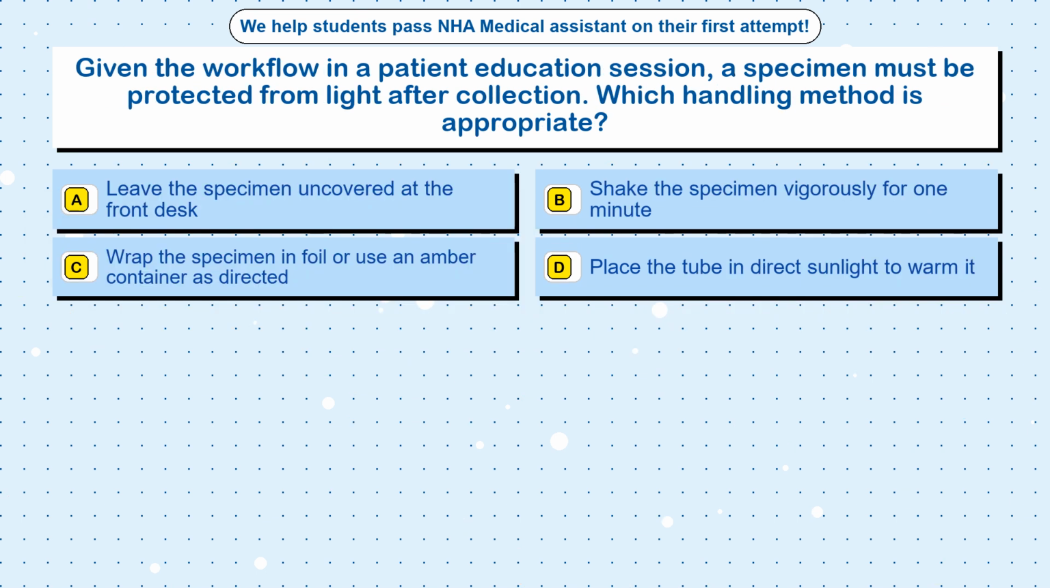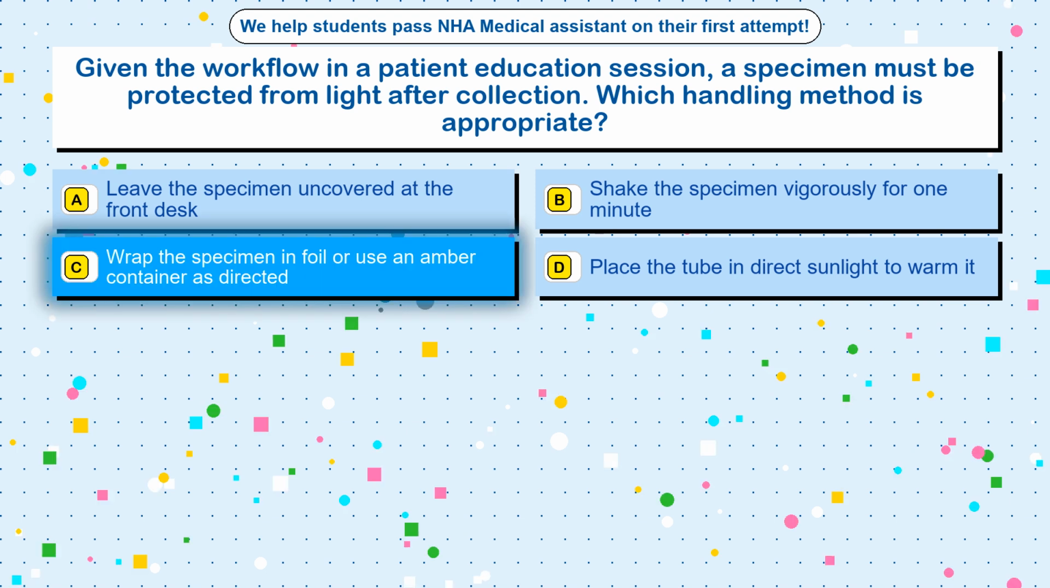Question 17. Given the workflow in a patient education session, a specimen must be protected from light after collection. Which handling method is appropriate? Option A. Leave the specimen uncovered at the front desk. Option B. Shake the specimen vigorously for 1 minute. Option C. Wrap the specimen in foil or use an amber container as directed. Option D. Place the tube in direct sunlight to warm it.